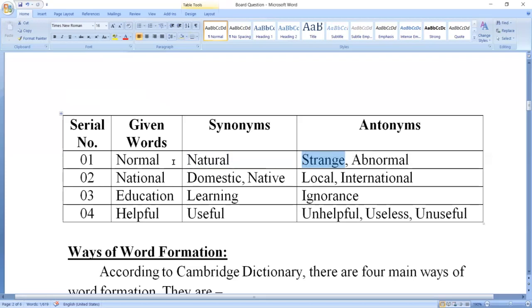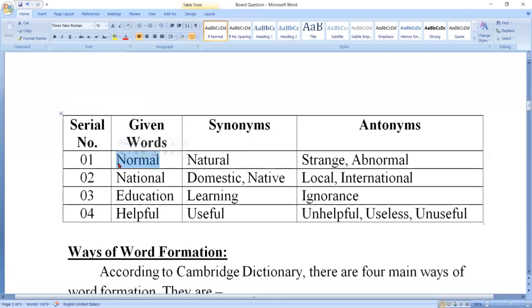But if you know how you can make an antonym by adding suffix or prefix with the word normal, then it will be easier for you to find out an antonym. That is, with the word normal, you can add the prefix ab, which will make a new word, that is abnormal, which is also an adjective because the main word itself is an adjective. But as you have added the opposite prefix, that is ab, the word is abnormal, and abnormal is the antonym of normal.